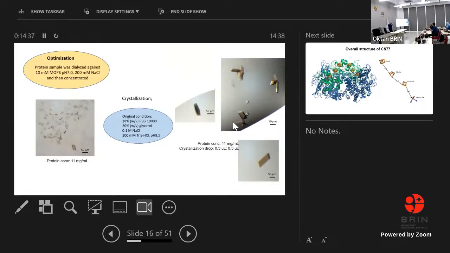Then we try to optimize the condition of the protein further, where we dialyze and change the buffer of the sample into 10 millimolar MOPS pH 7 in the presence of 200 millimolar sodium chloride, and then concentrate further to 11 milligram per mil. When we crystallize this time, we get a much better appearance of the crystal, with a 3D shape.